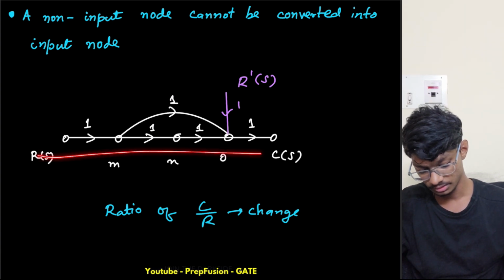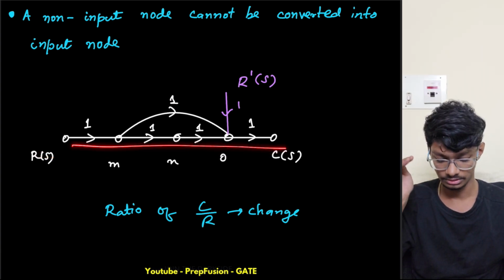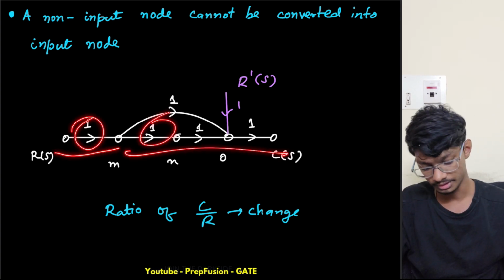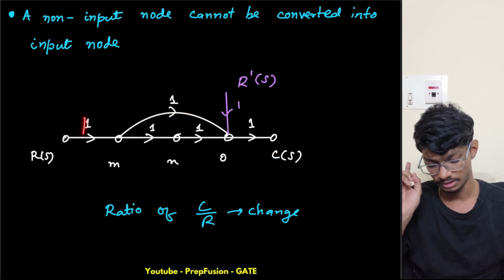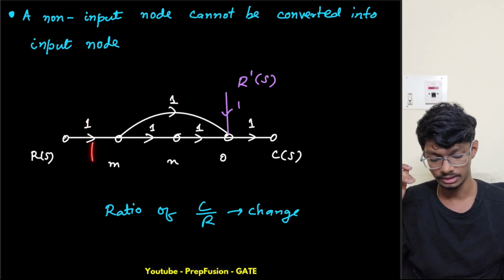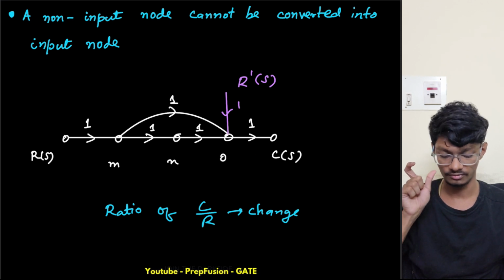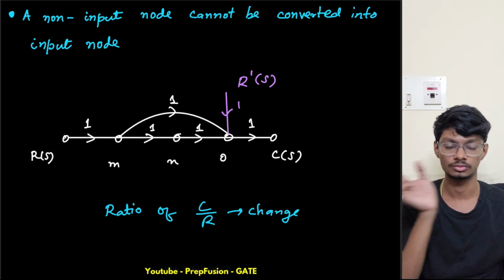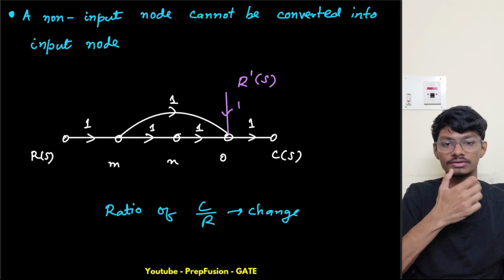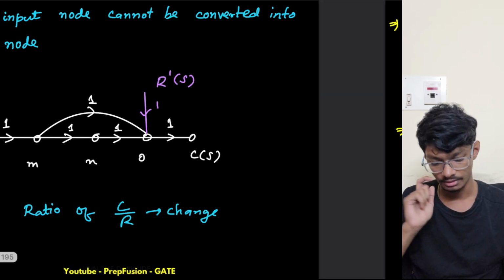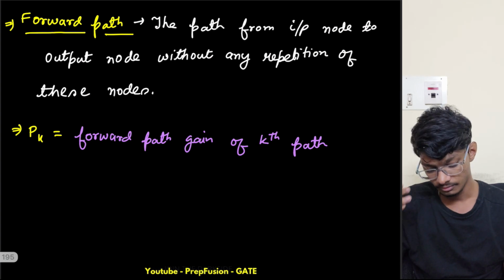So here, what is the overall gain of this path? All of the gains are 1 only, so it will be 1. From here also the gain is 1, that is 1 times 1 times 1. And here 1 times 1 times 1 times 1, that is the gain of each branch. The gains of each branch get multiplied to get the overall gain of the forward path, as if they are connected in cascade. So that is the PK.